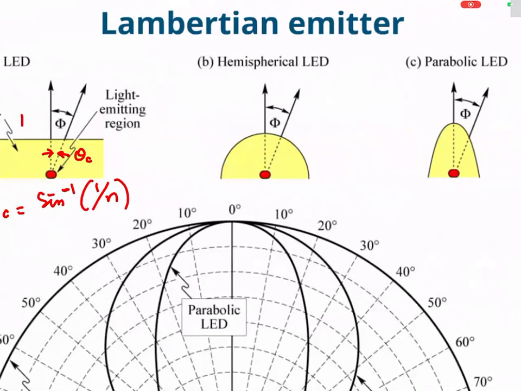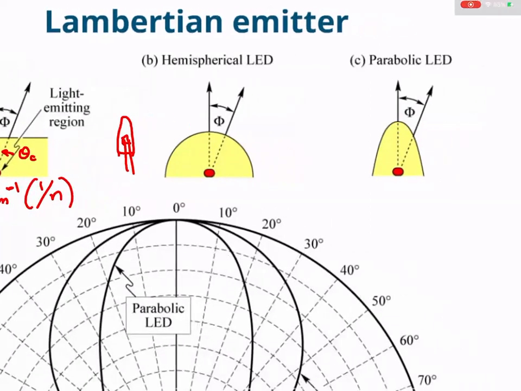So you often see LEDs which look like that, right? The LED leads coming out, and then there's some sort of plastic curve, and that gives you a bigger angle of emission. You can also make it parabolic, which gives you a more collimated emission.